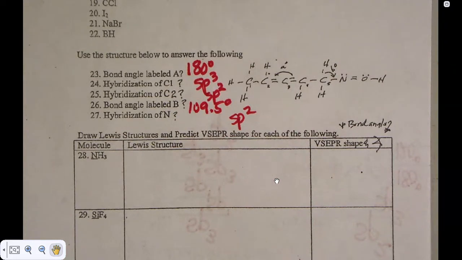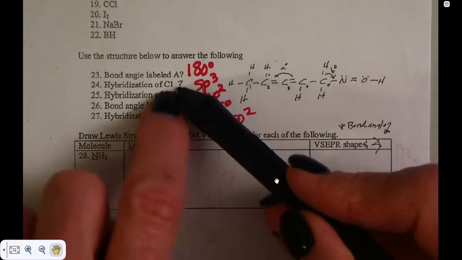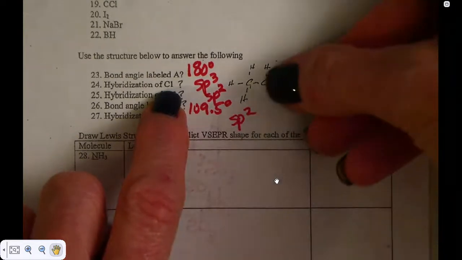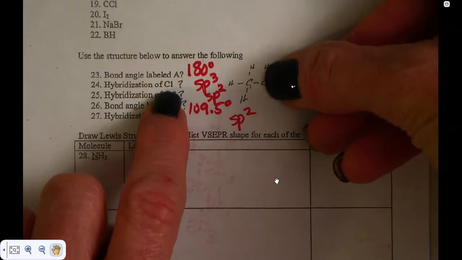For 24, it wants to know the hybridization of carbon number 1. So with hybridization, you're mixing your s and your p orbitals. The easiest way to figure out hybridization here is to count how many sides of the element have something on it. So in this case, we're looking at carbon number 1, which is the carbon I have numbered here. Let's focus on that part of the molecule and see how many sides of that carbon have something on it. How many electron domains are there?